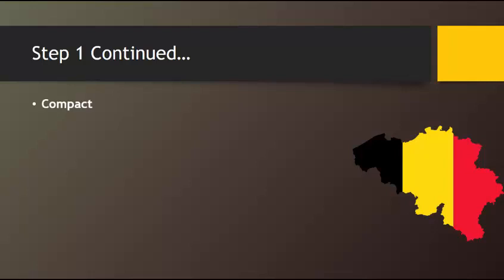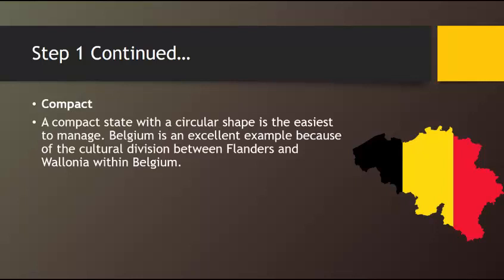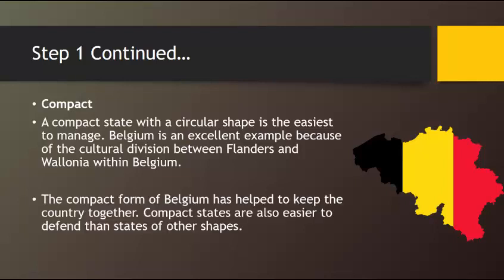To begin, in order to explain the first shape, which is compact, a compact state with a circular shape is the easiest to manage. Belgium is an excellent example because of the cultural divisions between the Flanders and Wallonia within Belgium. The compact form of Belgium has helped to keep the country together. Compact states are also easier to defend than states of other shapes.